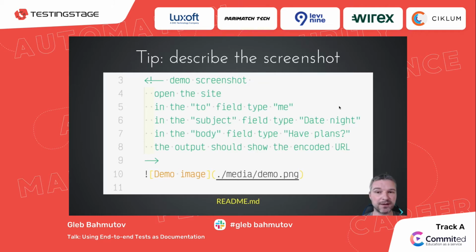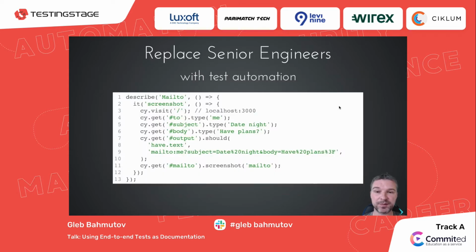Well, here's my big takeaway from this presentation. You should replace senior engineers reading the comment with test automation. If you've never seen a Cypress test, that's okay. There are lots of Cypress presentations and lots of Cypress documentation, but this is how it looks. This is the Cypress test describing how to take a mailto screenshot.